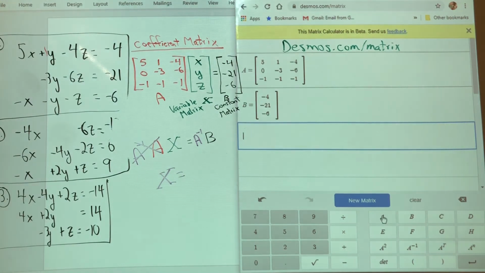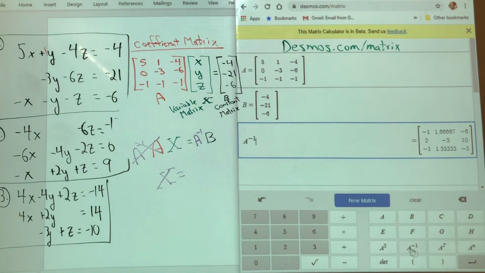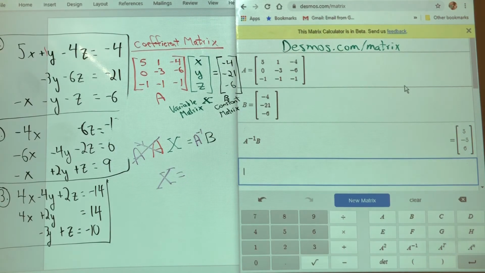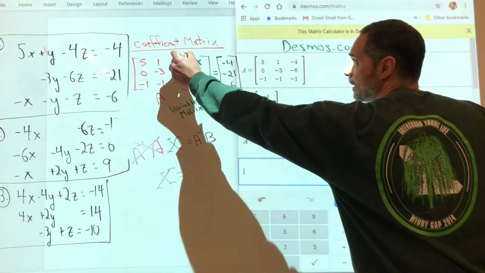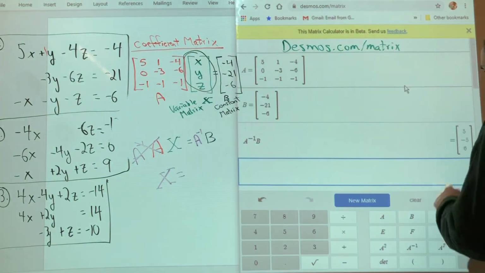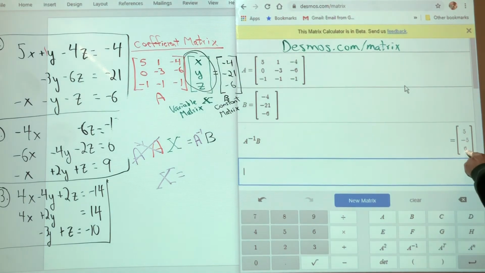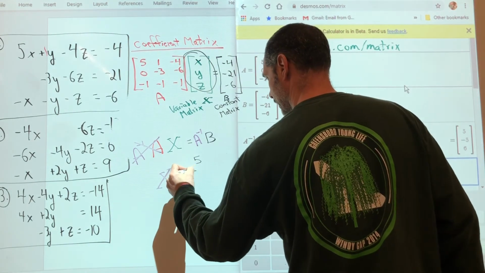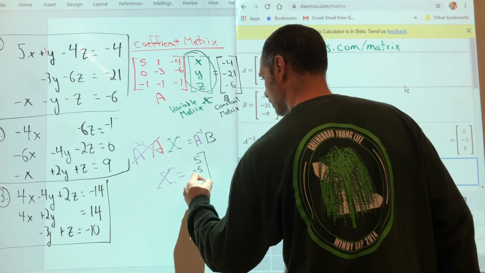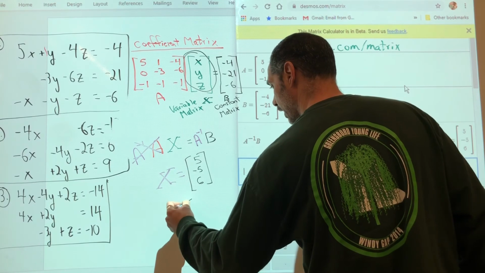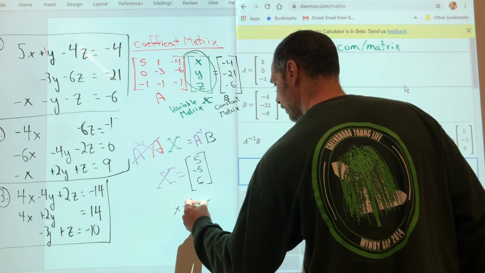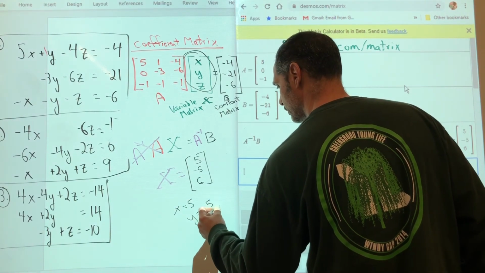So I'm going to hit A inverse B. When I hit enter, that's my answer. And so my answer is this matrix: 5, -5, 6. Which means that X equals 5, Y equals -5, and Z is equal to 6.